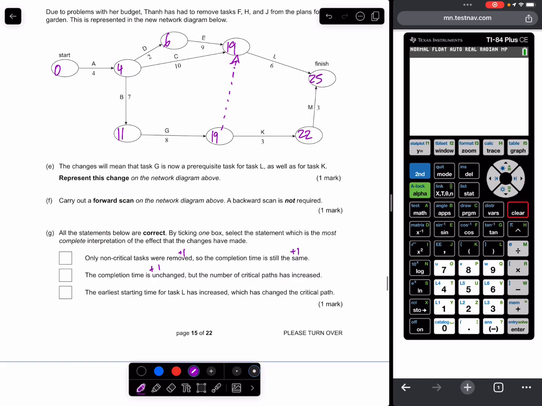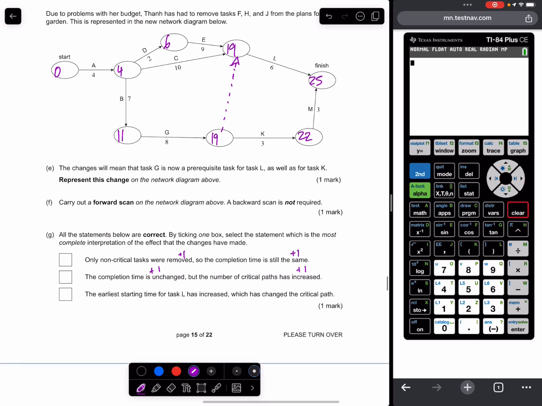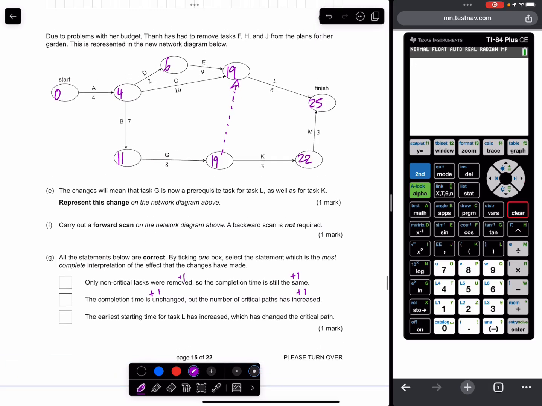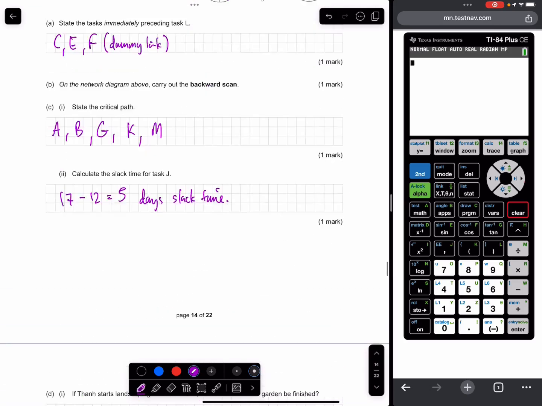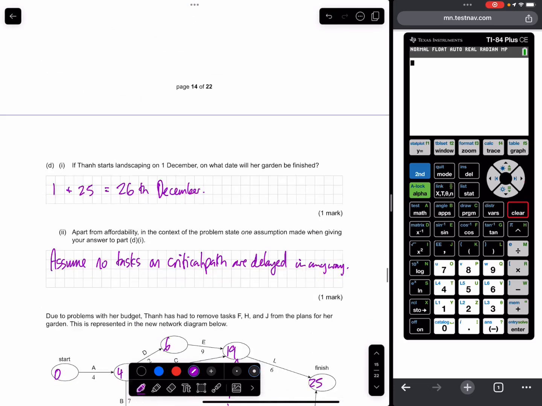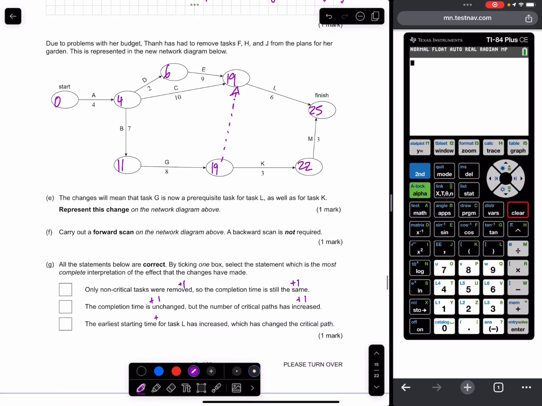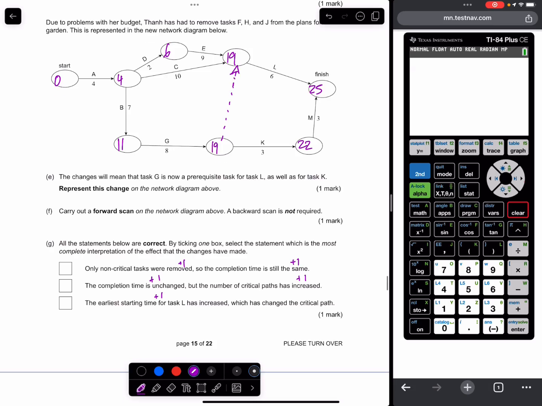The completion time is unchanged, but the number of critical paths is increased. That's also correct. The earliest start time for task L has increased. 19. Yeah, that's true. Plus 1. Which has changed the critical path.